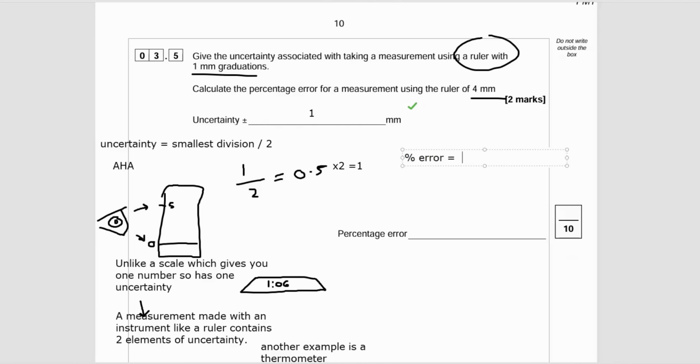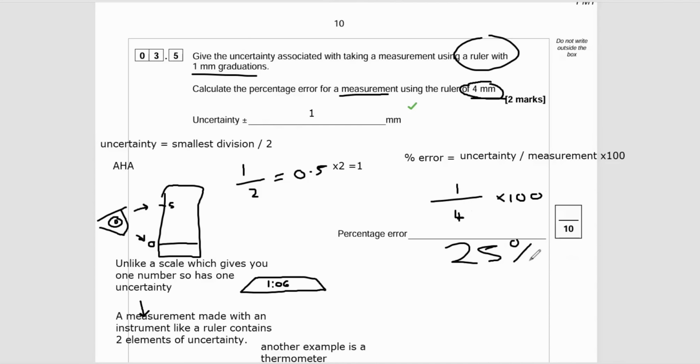So we're looking at percentage error, folks, and you've got to know the percentage error equation off by heart. The percentage error is your uncertainty, which we calculated in the first calculation, divided by the measurement, times 100. In this case, they've told us you're using the ruler to measure 4 millimeters. We know the total uncertainty was 1, because with a ruler you double the uncertainty. So it's 1 divided by 4 times 100. The answer is 25% for the percentage error. And there we go. That will get you the marks.